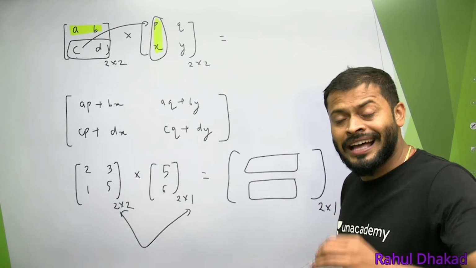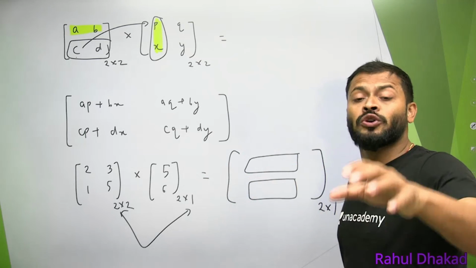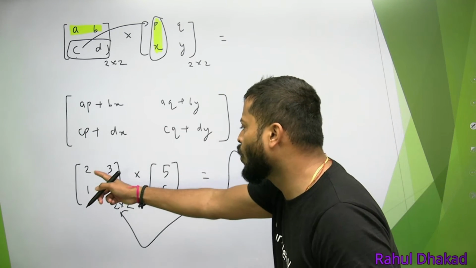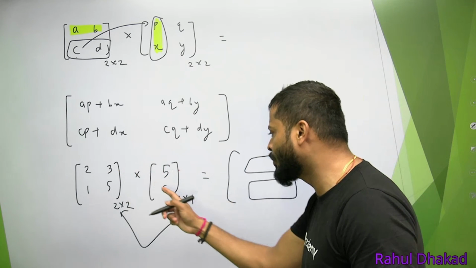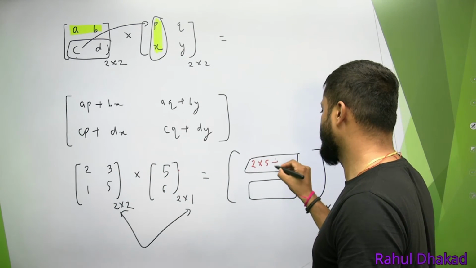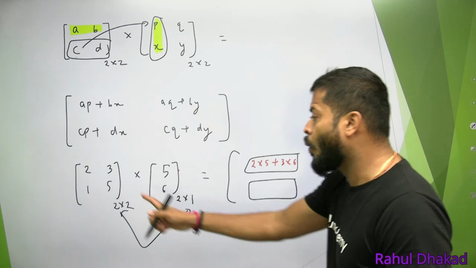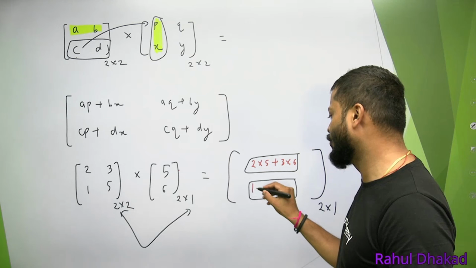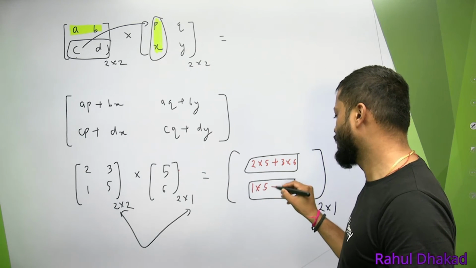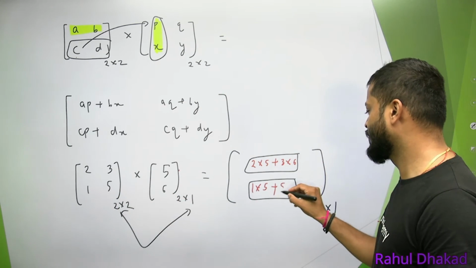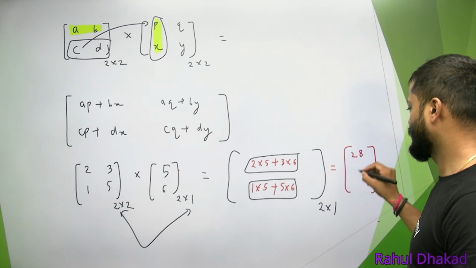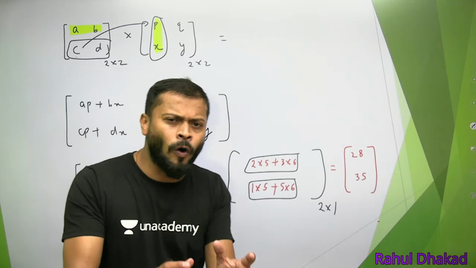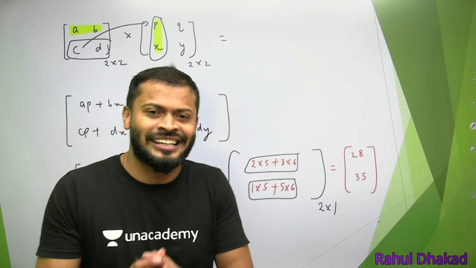As I told you, in the first matrix we do row operation and in the second matrix we do column operation. It means 2 will be multiplied with 5 plus 3 multiplied with 6. Similarly, 1 will be multiplied with 5, that is 1 into 5, plus 5 into 6. So the resultant is 28 and 35. So I hope the basics of multiplication of matrices are clear.